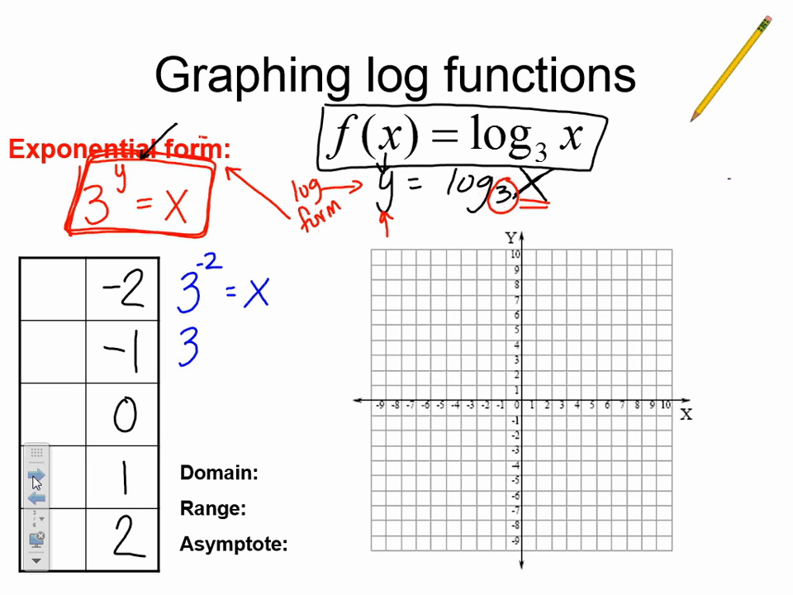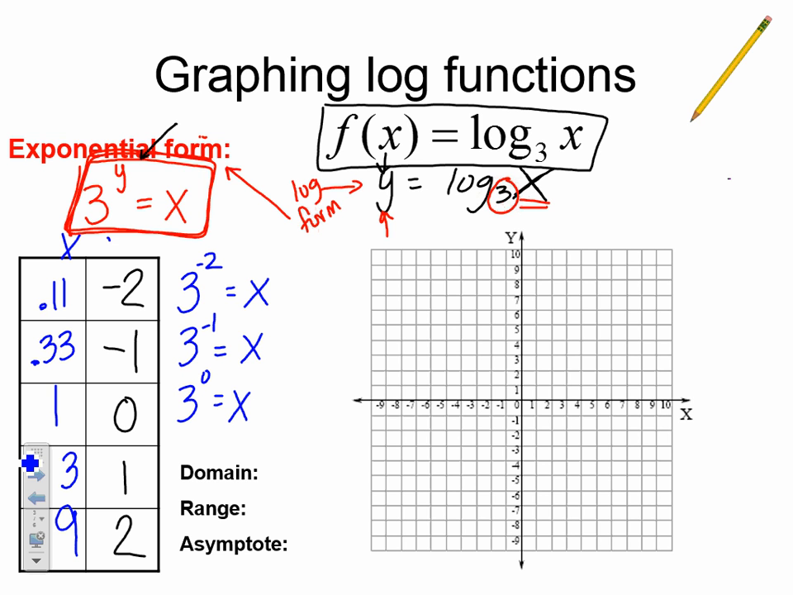And then 3 to the -1 is going to tell me what the x value is. And then 3 to the 0 tells me the x value. And then I can go ahead and fill in this table based on those x values. So that's 0.33 repeating. Let's see, this other one here would be 0.1 repeating. Okay, and then if I plug in a 1 up there, 3 to the 1 is 3, and then 3 squared is 9.